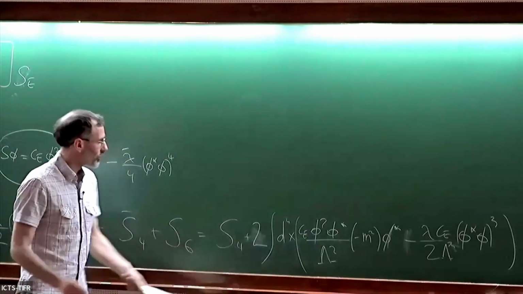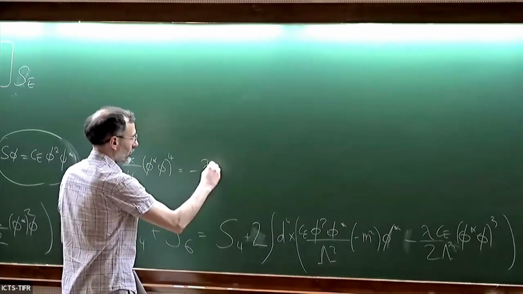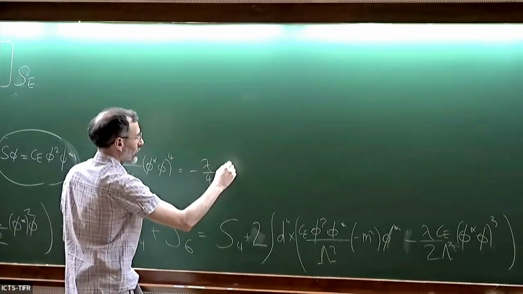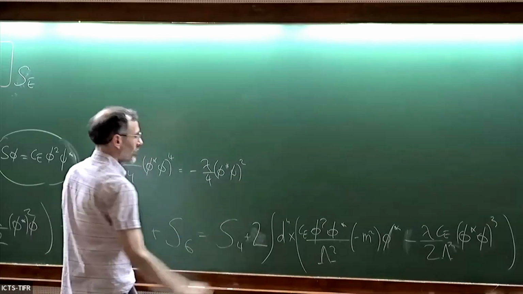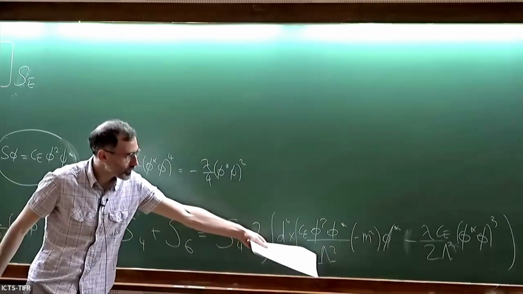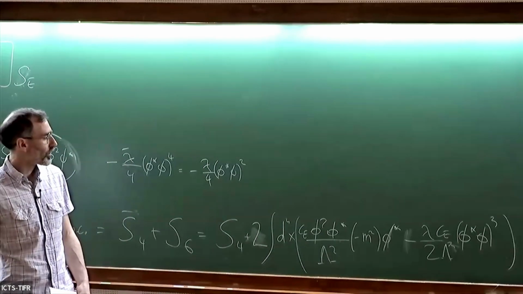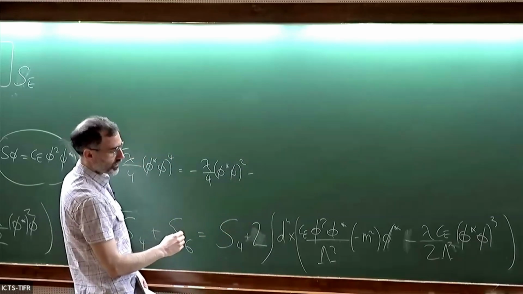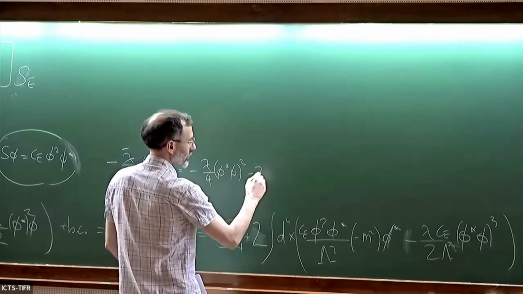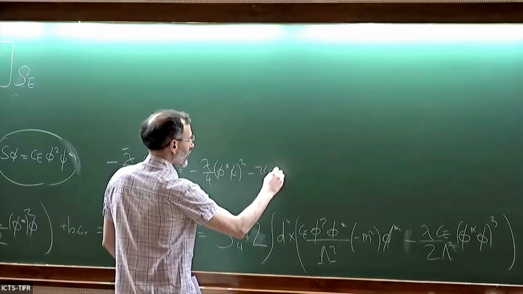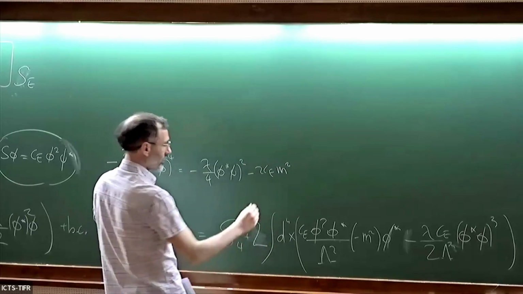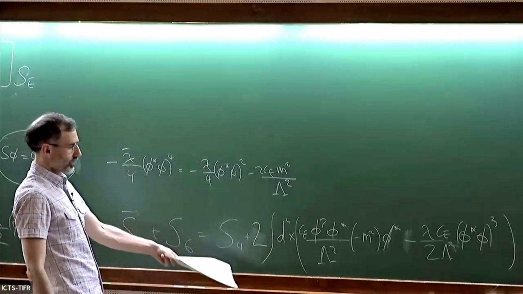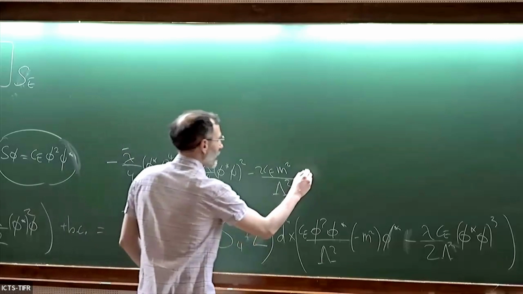Whereas on this side, we have S4 as we had in the beginning, and it comes with our own lambda. But that other term in there also looks like a phi to the 4th term. What does it have? It has a minus sign up front, minus CE m squared over lambda squared. And then the same thing.